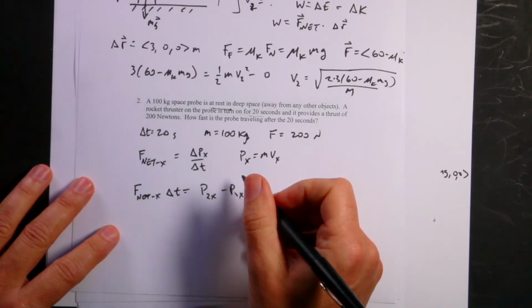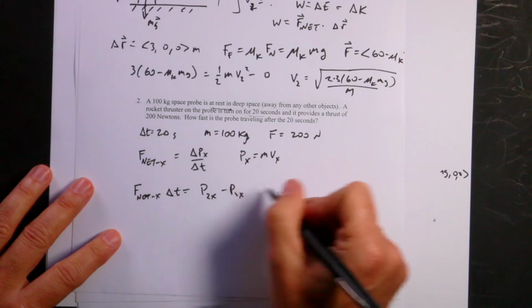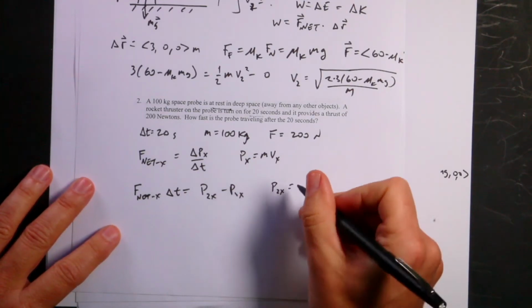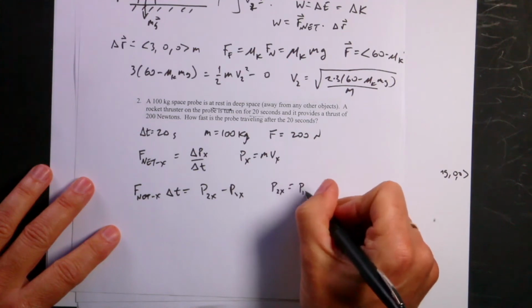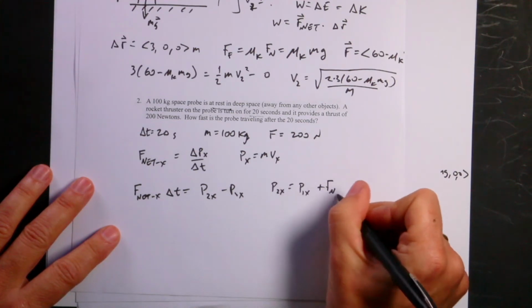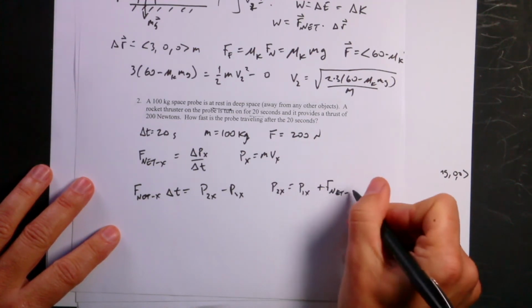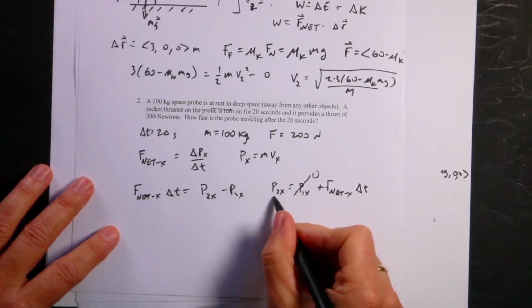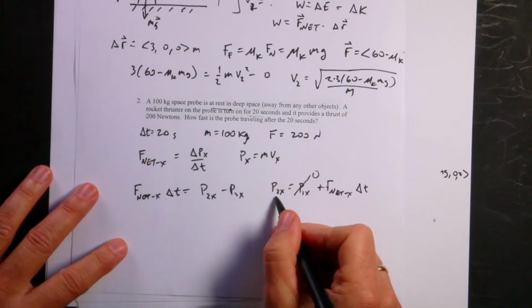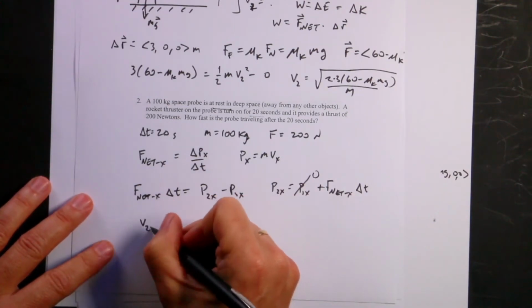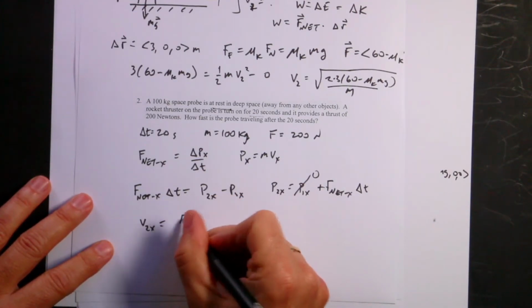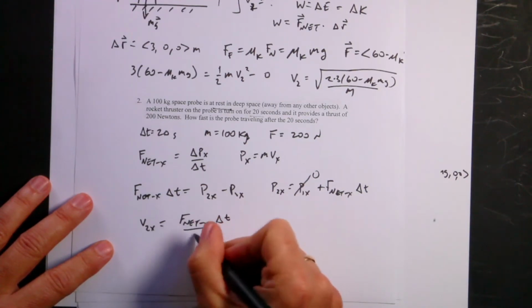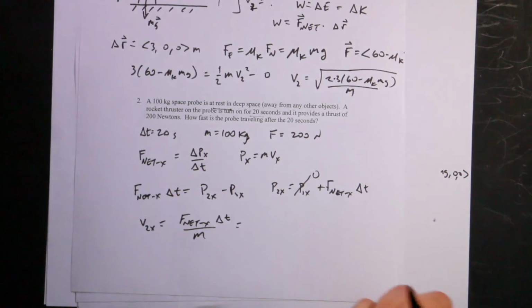What the heck was that? And then if I add that to both sides, I get P2x equals P1x plus F net x delta t. So that's 0, and this is m v. So I can use this to solve for v2x. v2x equals F net x delta t over m. And now I just need to put in my values.